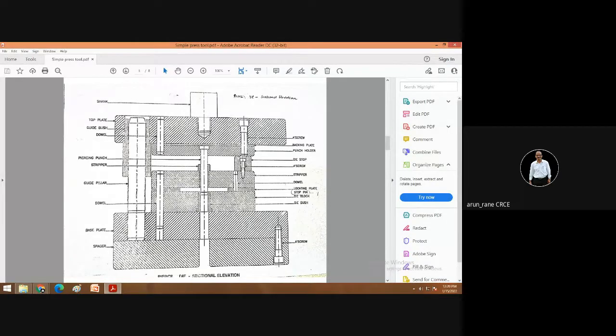If the tool is slightly misaligned, and since the clearances are very less, 0.5%, that is 0.1, so even if the tool is misaligned by 0.1, the punch will dash on the die and your punch and die will get spoiled.